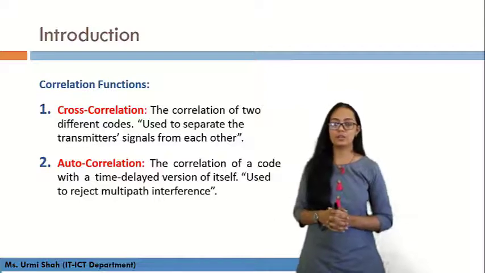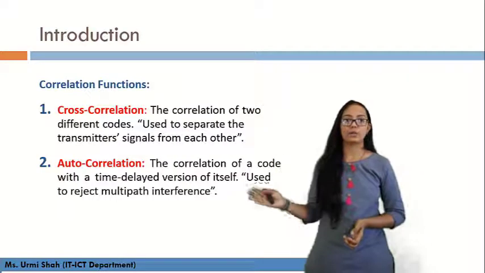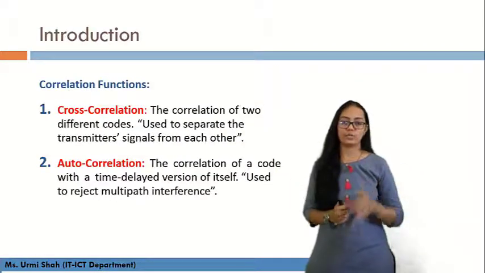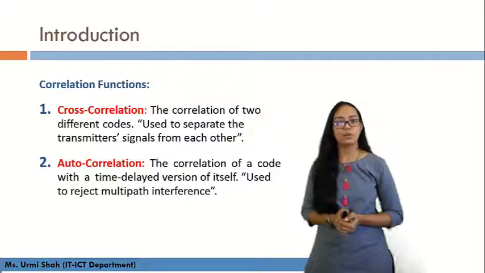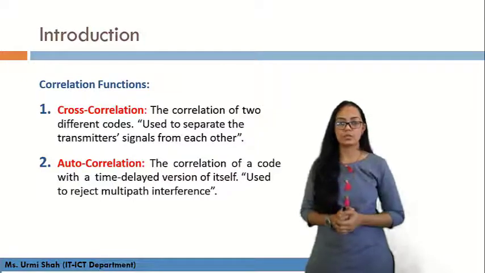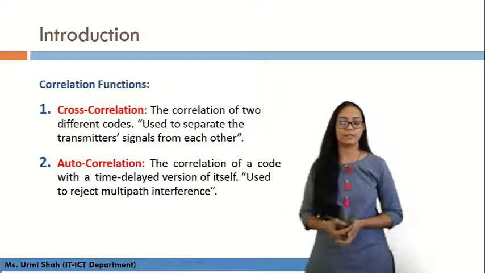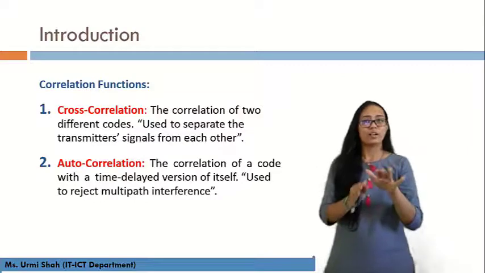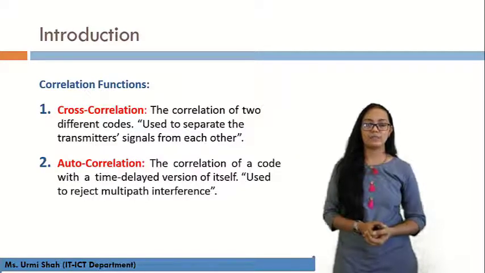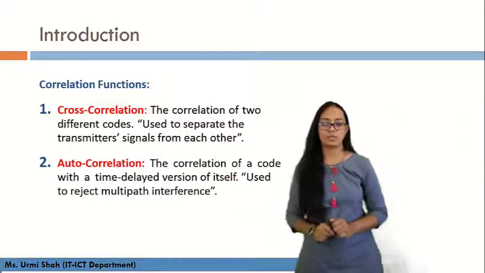Next, the correlation function has two types. Either your correlation function can be cross correlation or it can be autocorrelation. The definition of cross correlation says that it is the correlation of two different codes used to separate the transmitter signals from each other. And what is autocorrelation? The correlation of the same code with a time delayed version of itself, used to reject multi-path interference. That is known as autocorrelation.